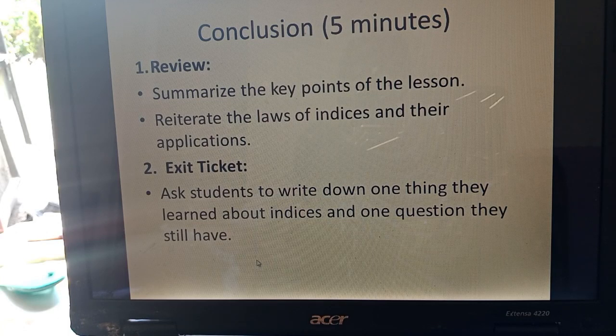Conclusion is our last part of the lesson plan, which will take about 5 minutes. You review, summarize the key points of the lesson, reiterate the laws of indices and their applications, and then exit ticket, ask students to write down one thing they learned about indices and one question they still have.